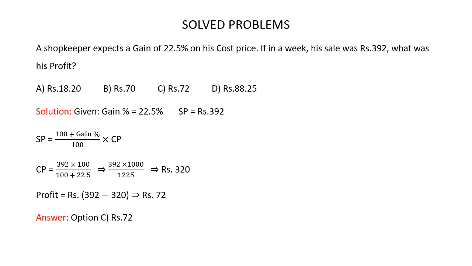Now substituting these values in the formula here, we get cost price is equal to 392 multiplied by 100 divided by (100 plus 22.5). On solving this, we get the cost price as rupees 320. So the cost price is rupees 320. Selling price is given as rupees 392. We know that profit is selling price minus cost price. So profit is equal to 392 minus 320, which is rupees 72. So the profit is rupees 72. Correct answer is option C, rupees 72.